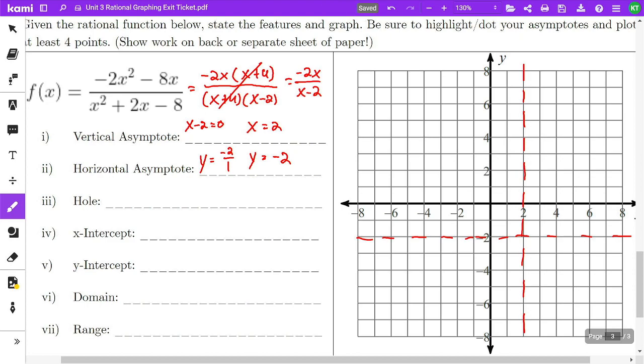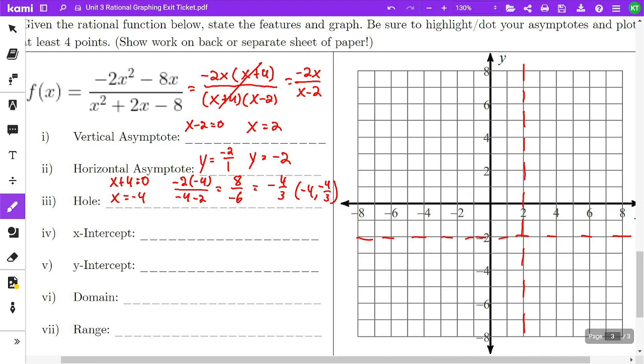So let's go ahead next and determine our hole, the coordinate for that. Our hole will be at the x value where we got things canceled out. So I will set my x plus 4, which I canceled out, equal to 0 to give me x equals -4. And I'm going to plug that into my simplified equation here. So that will give me -2 times -4 divided by -4 minus 2, to give me 8 divided by -6, which simplifies down to -4/3. So again, that is going to be the y coordinate of my hole.